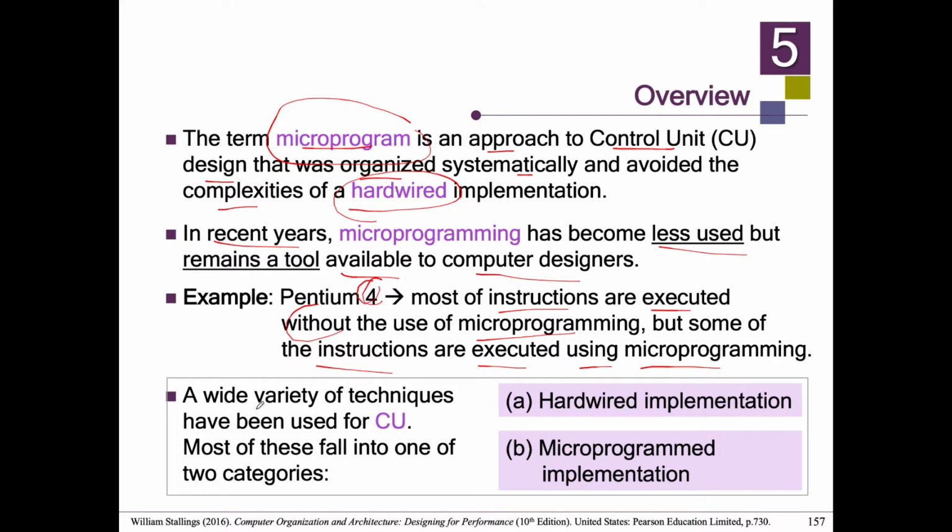A wide variety of techniques have been used for the CU. Most of these fall into one of two categories, so we can categorize it into two main types: hardwired implementation and microprogram implementation. Only these two, whether it is hardwired or microprogram.